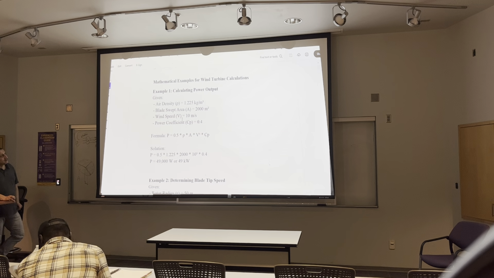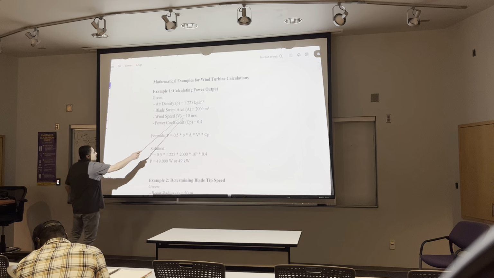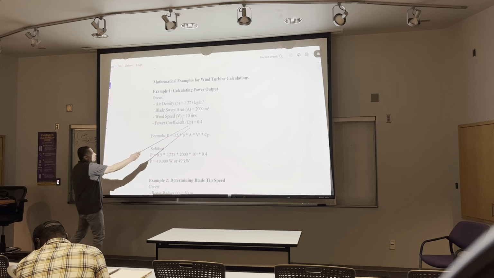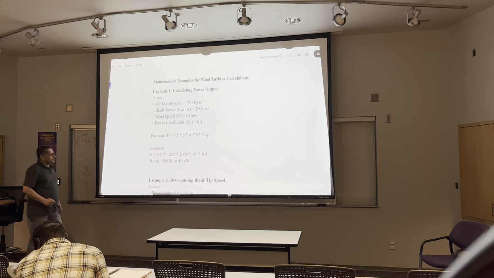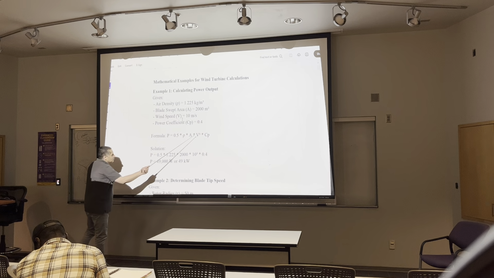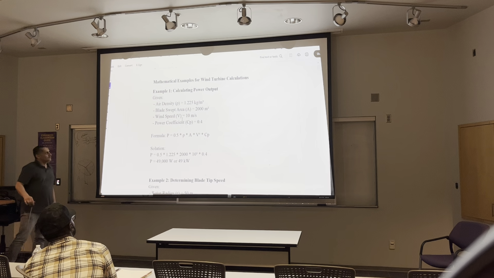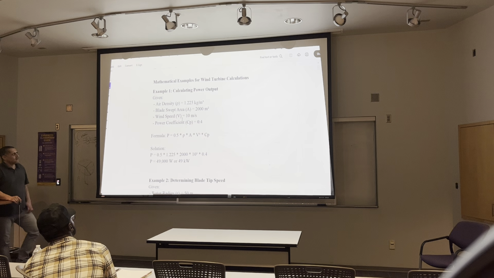Wind speed V, velocity, okay, in velocity, not voltage. V equals 10 meters per second and Cp, unitless, is 0.4. Okay, we will use this formula. It's 0.5 times rho, which is 1.225 kilograms per cubic meter.